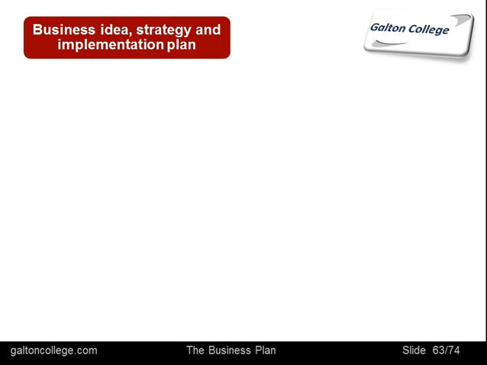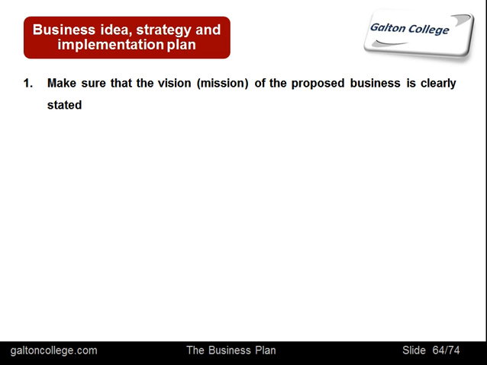Now the business idea, strategy and implementation plan. Well, having put forward an idea to do something, to invest in something, or to use the business plan perhaps to raise resources to expand the business or whatever it is, it's important to have an implementation plan. And make sure that the vision or the mission of the business is clearly stated. The mission is the core, as I said earlier. So the core must be met. That focus that's mentioned in the mission statement should be met.